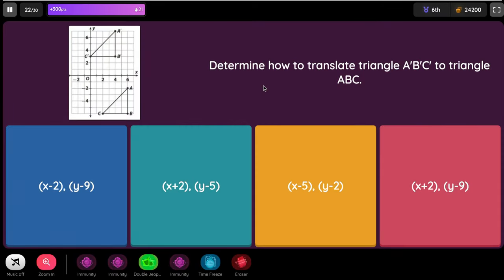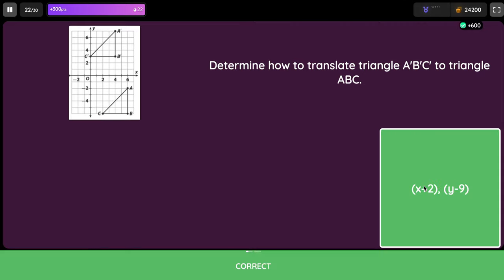Determine how to translate triangle A prime, B prime, C prime to triangle ABC. So you can take any point. I'll take A. Oh sorry, I'll take A prime. So I'll go 1, 2 on the x coordinate plane and I will go to the right, and then I'll go 1, 2, 3, 4, 5, 6, 7, 8, 9 units down. So this will be x plus 2 and y minus 9. So you have to find it and select it.